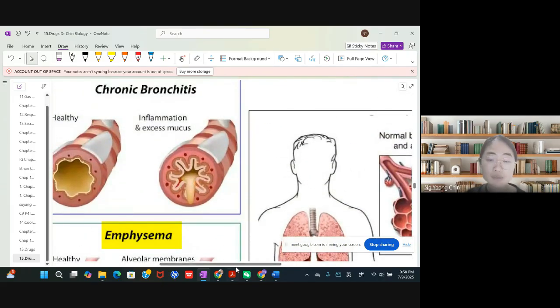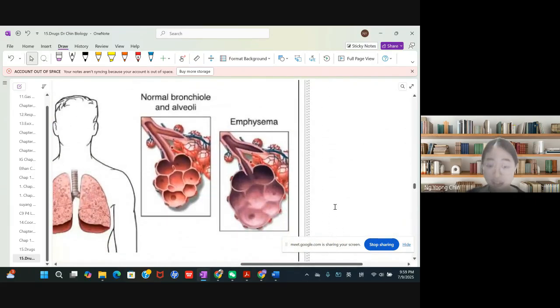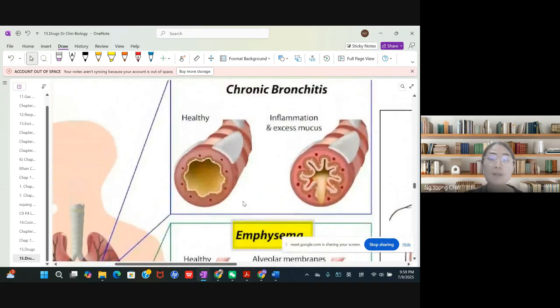So this is called emphysema. You can see emphysema will look like this. It looks like the alveolus wall is gone, and a few alveoli just combine together and become a larger alveolus. So this is emphysema. And then what happens in bronchitis?